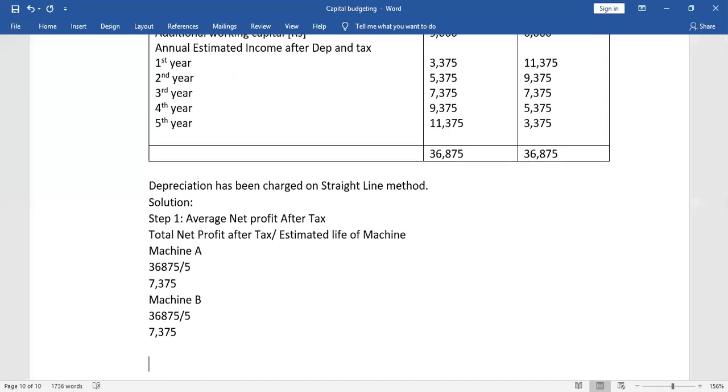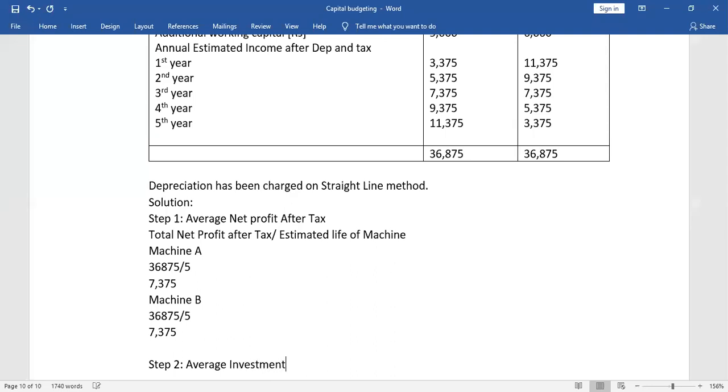So now we have to come to step B. In step 2 of this question, the total profit after tax for both machines is the same, and the estimated life for both machines is also the same. So we have the same average net profit after tax for both machines. Now our second step, which is average investment.